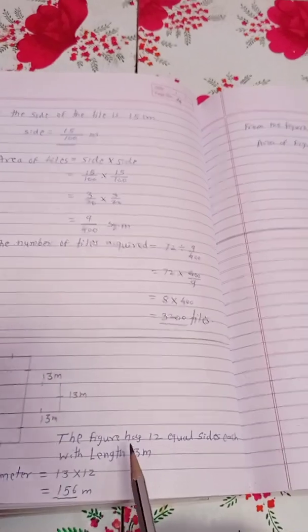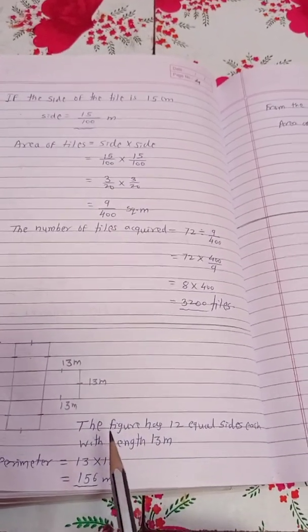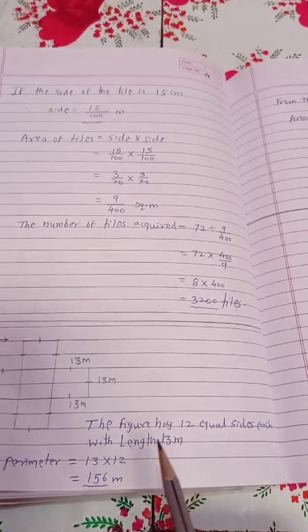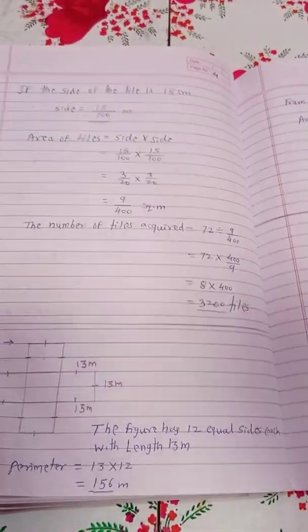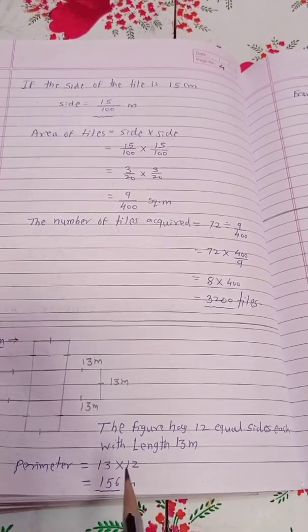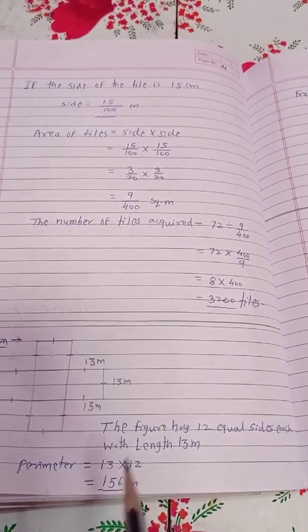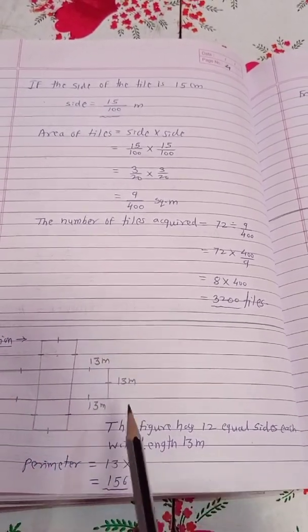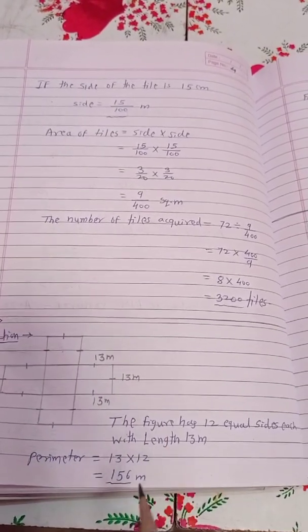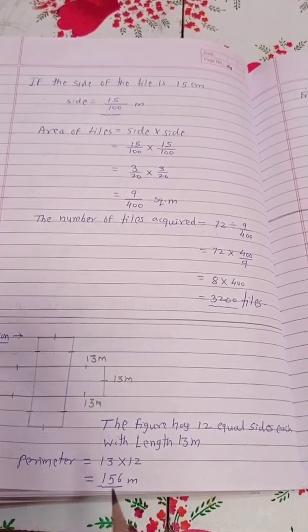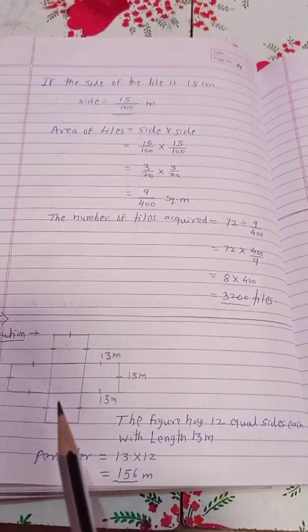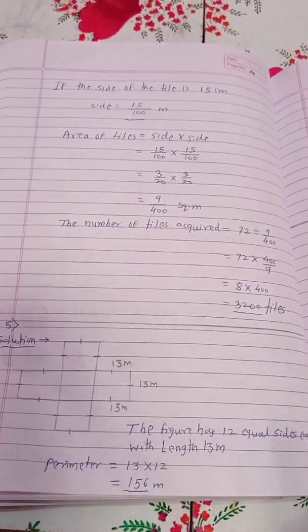Then see how to find this perimeter. The figure has 12 equal sides, each length is 13 meter. When you are finding the perimeter, we have to add all the sides, or you can do it this way also: perimeter equal to 13 multiplied by 12. Why 13 multiplied by 12? Because the outer sides are 12, don't count the inner sides. So 13 multiplied by 12 gives 156 meter as the perimeter of this garden. Okay, and now we'll go for our area.